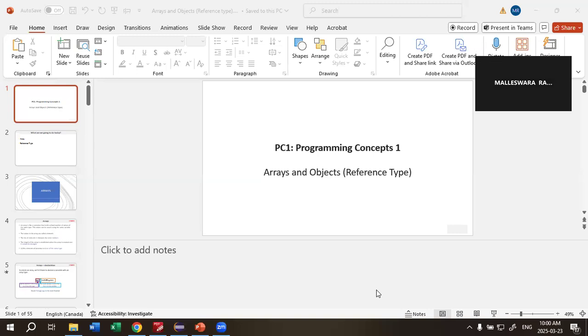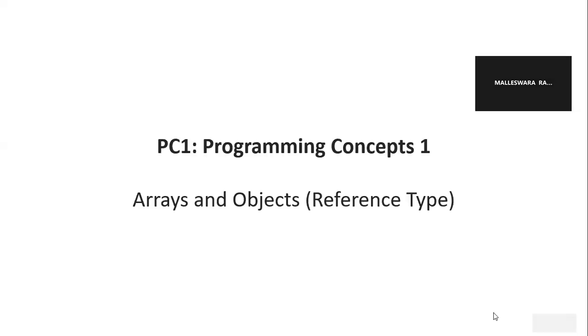So today we look at a new topic, which is arrays and objects. Basically, reference type. Whether it is an array or an object, the type for the variable that you declare normally is reference. You already know it. I've shown you many times that class type always has a reference variable.